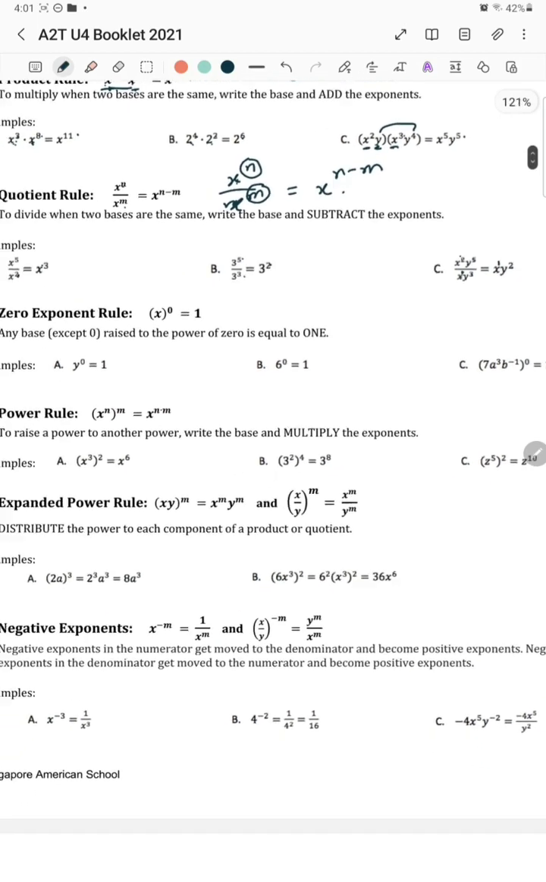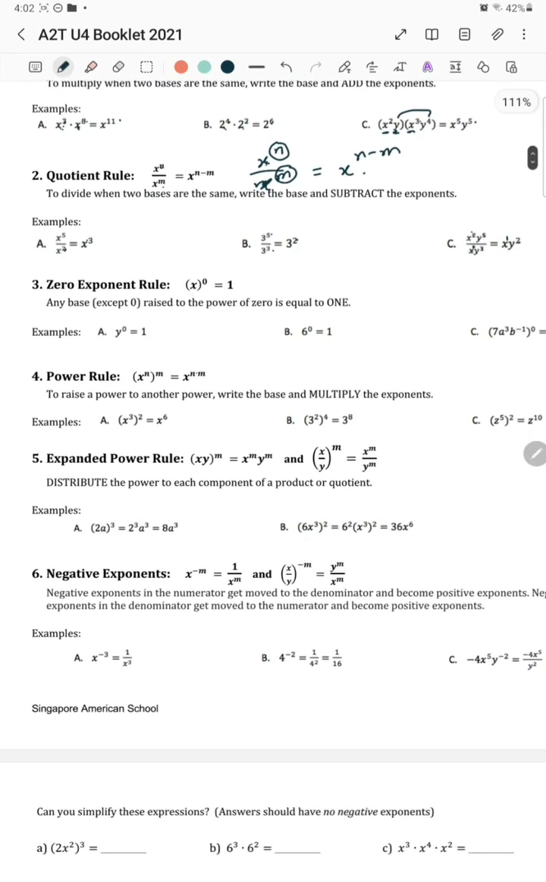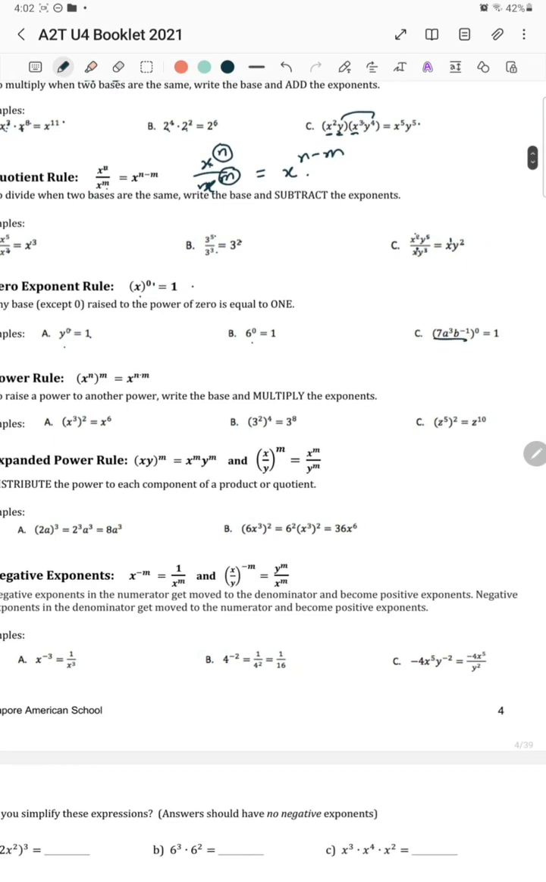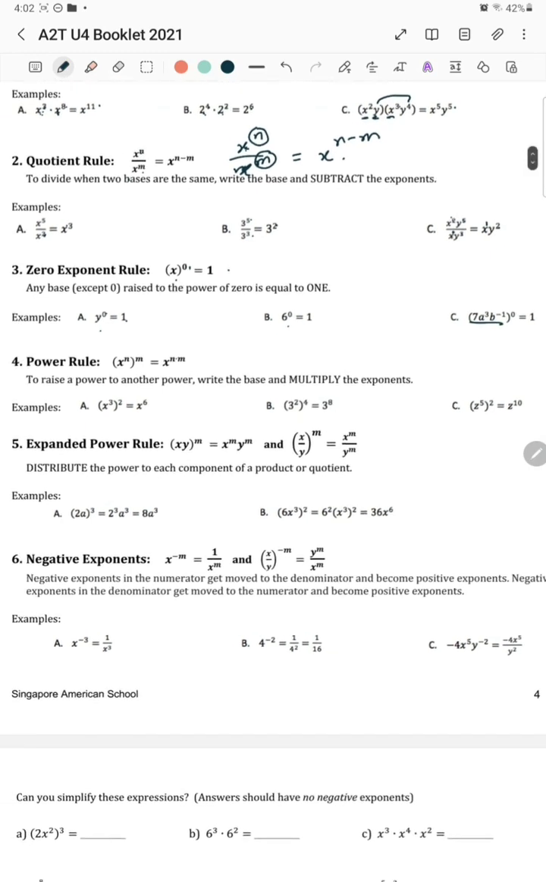Okay, so if we have any base to the power 0, the answer would be 1. If we have 2 to the power 0, it's 1. If we have 2022 to the power 0, it would be 1. So y to the power 0 is 1, 6 to the power 0 is 1. Any number to the exponent 0 is 1.